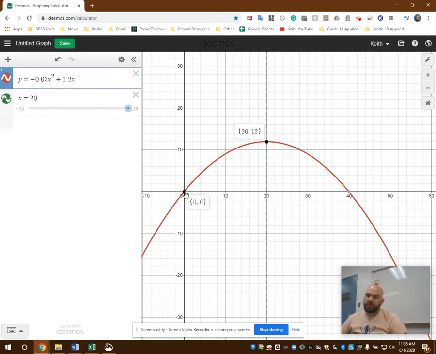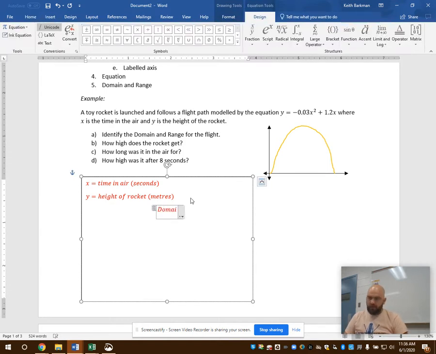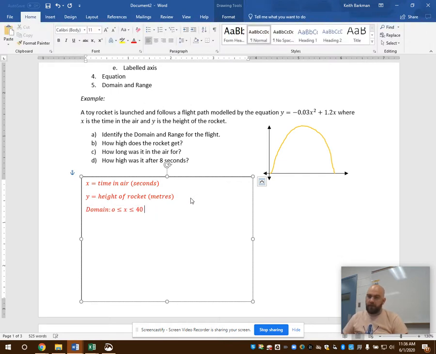The domain of this is going to be from this point to this point. That's the only place that it's going to go. It's going to go from when it's shot off to where it ends. It's shot off here, it ends here. So when we put that in here, the domain is from the lowest value of x, which is 0, to x less than or equal to our biggest value, which was 40. So the domain is from 0 to 40.